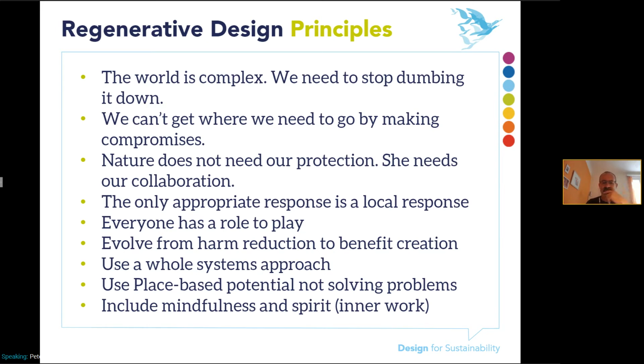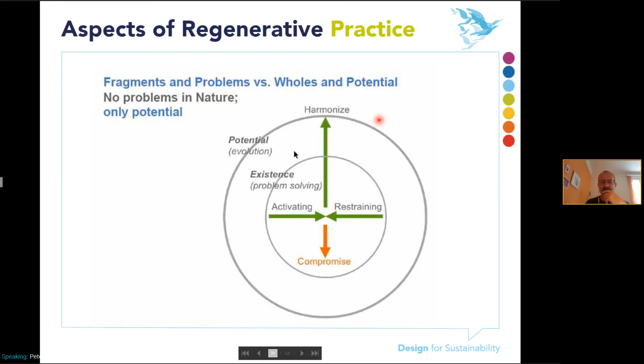And using a whole systems approach, we've talked about that. And using place-based potential and not solving problems is a real shift in mindset. I was talking about that already before. And it takes a little bit of time really to get one's head around what that actually means. And also important not to neglect inner development work as well. How we are in this world is really important.